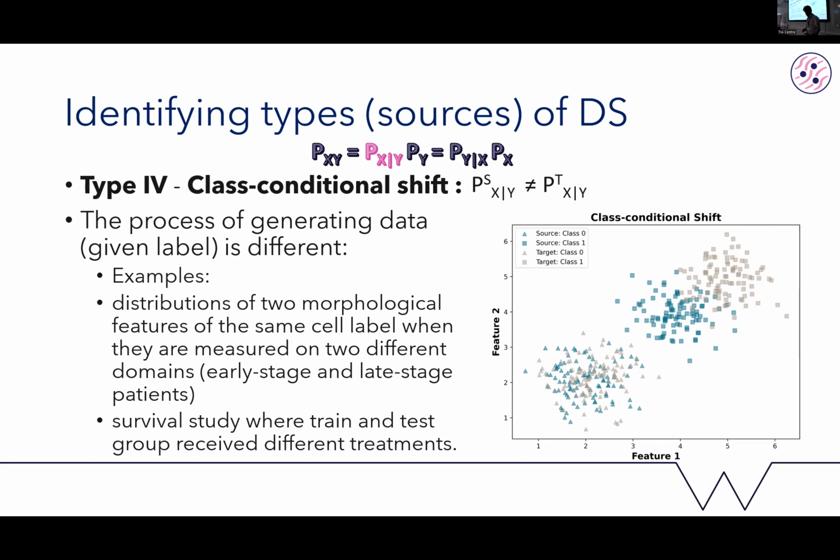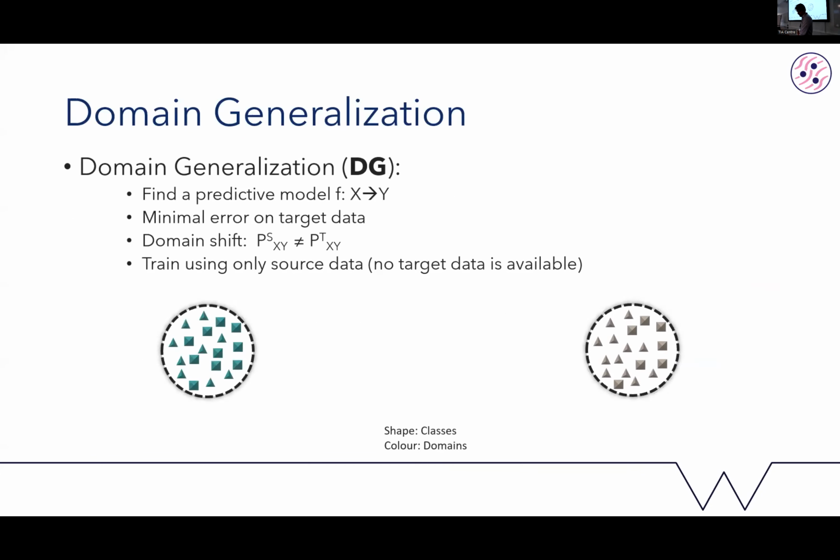So, for example, the distribution of two morphological features of the same cell label, the same cell type, is different when they are measured in two different domains. And domains here would be like early stage cancer and late stage cancer. For example, a connective cell always looks the same in cancer, whether it's in early or late stage cancer, but epithelial, tumoral epithelial cells, are different in these stages. That's a class conditional shift.